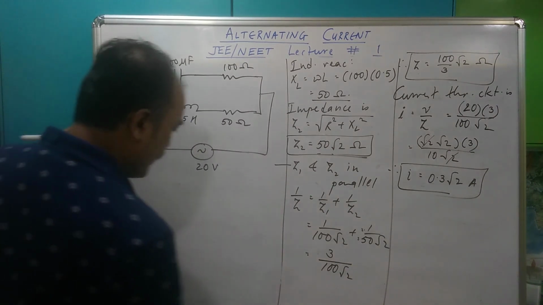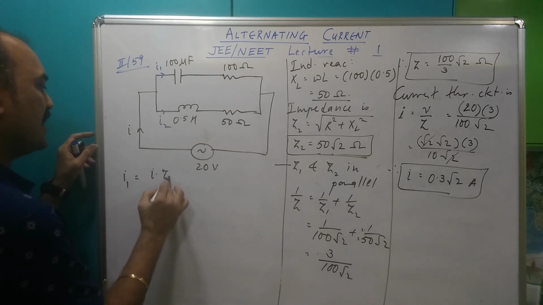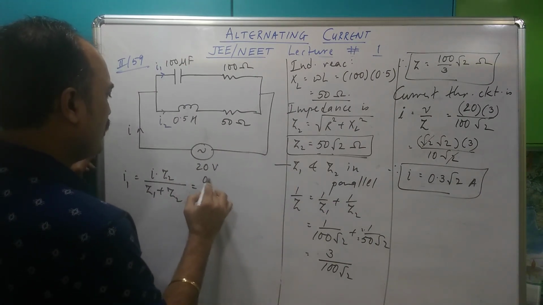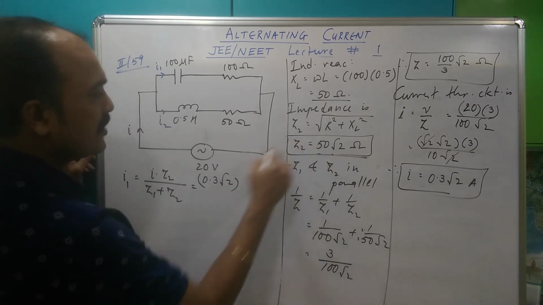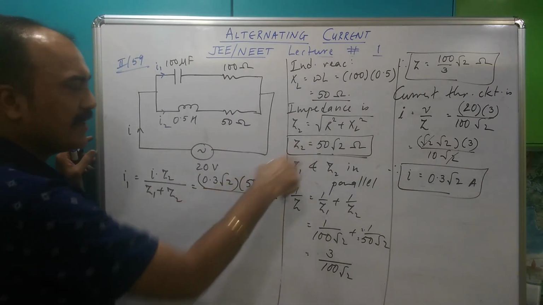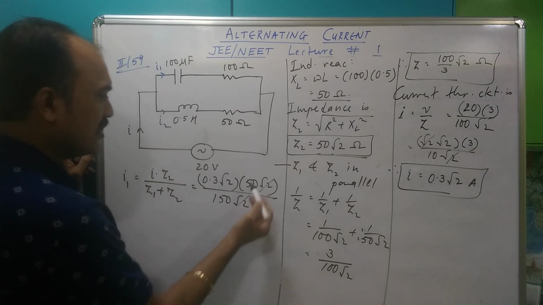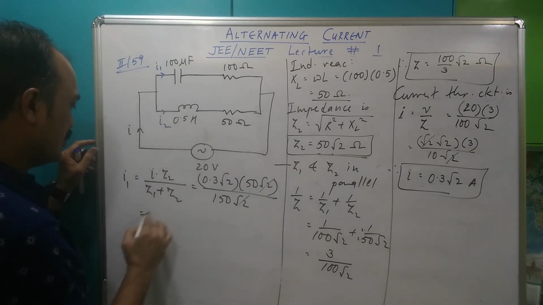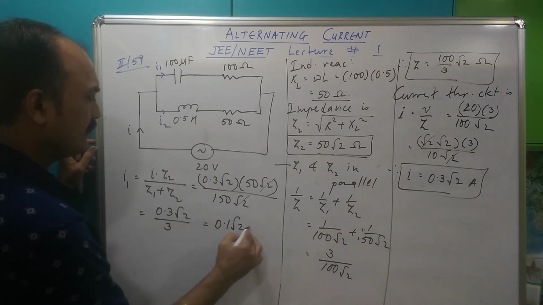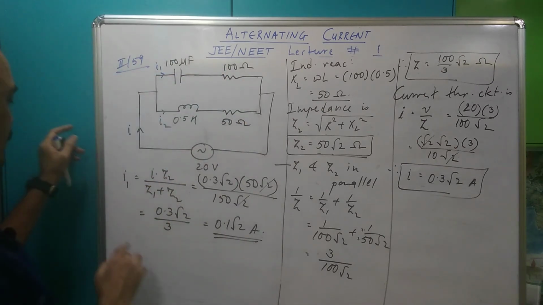Okay. Now I1 is I into Z2 over Z1 plus Z2. Same as the resistor formula. 0.3 root 2. Z2 is 50 root 2. Z1 was 100 root 2. Z2 was 50 root 2. 100 root 2 plus 50 root 2, 150 root 2. Root 2 is cancelled. 50 by 150 is 1 by 3. So this is 0.3 root 2 by 3. Hey, 0.1 root 2, sir. Yes, 0.1 root 2 is going through this, and I have to find the voltage across it.